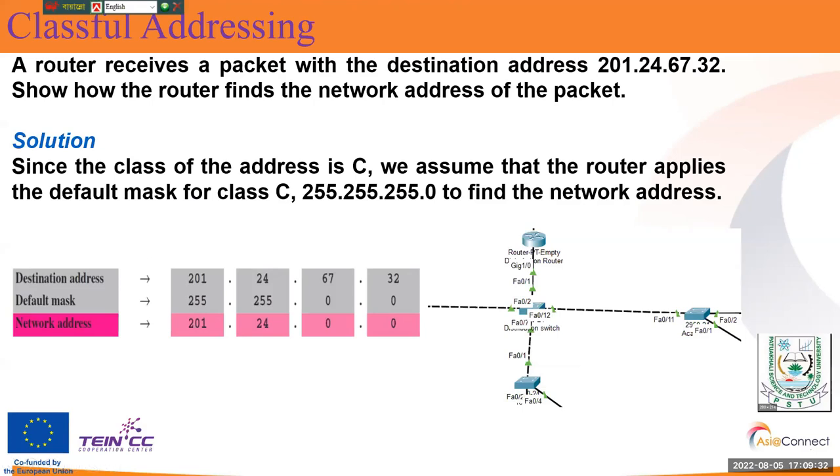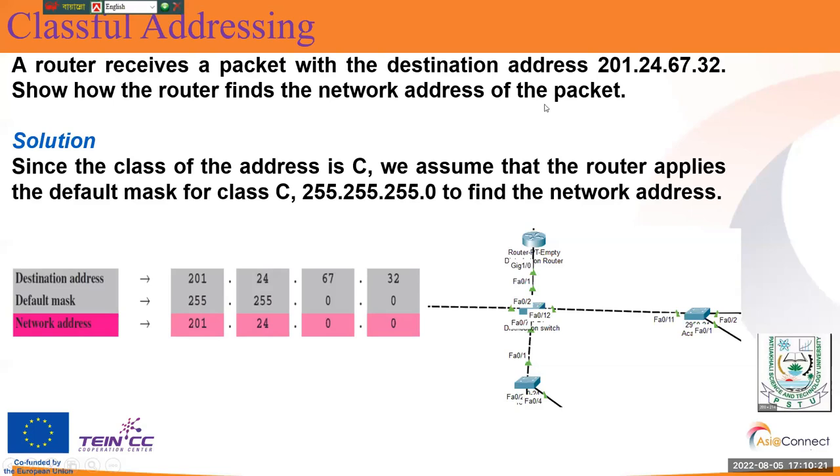So, one problem: a router receives a packet with the destination address 201.24.67.32. When a source PC wants to access another PC, it sends a packet with an IPv4 header, and the header contains both the source address and the destination address. Suppose this router receives a packet with the destination address 201.24.67.32. Show how the router finds the network address of the packet. So this is the problem.